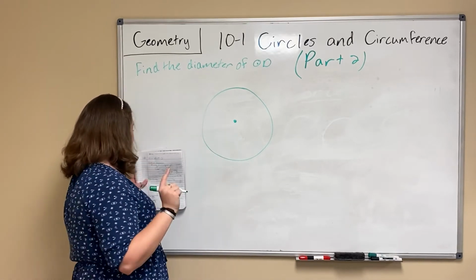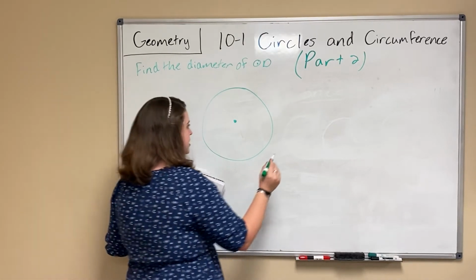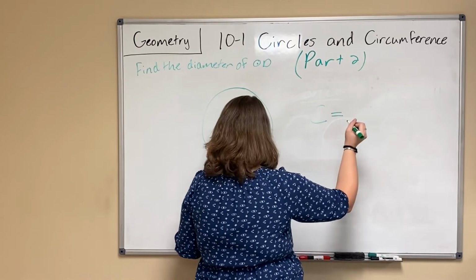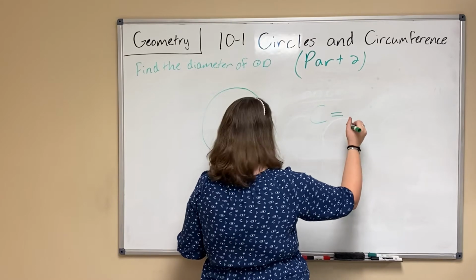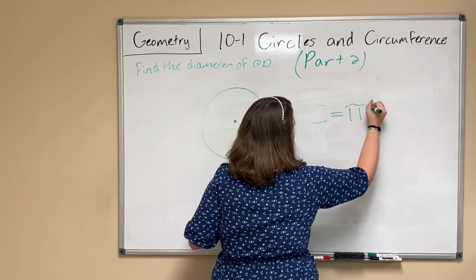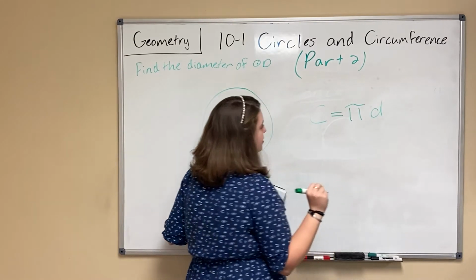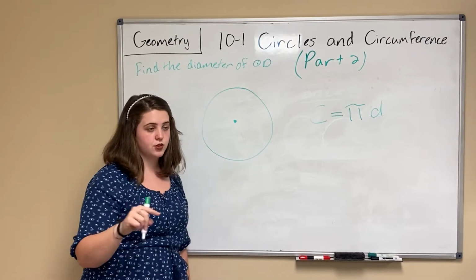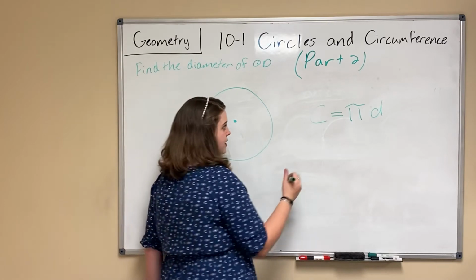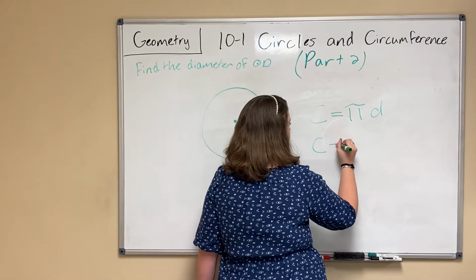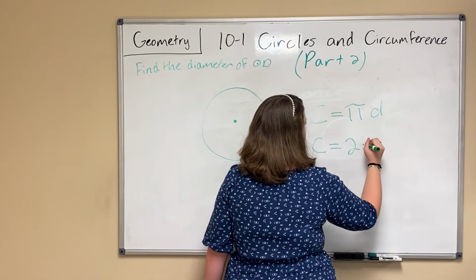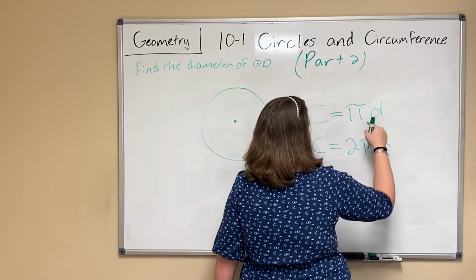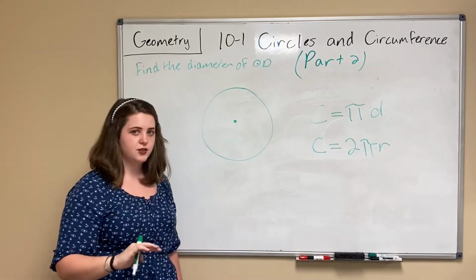The way that we find that is with this equation. The circumference equals pi times the diameter. Now because our diameter equals 2 times the radius, you can also write circumference like this. Circumference equals 2 times pi times the radius, because 2 times the radius is the same as your diameter.